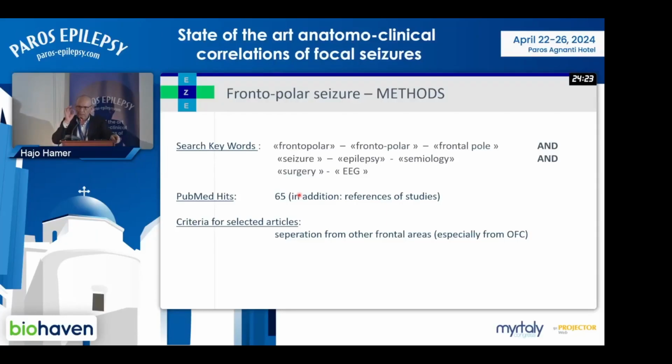Whether they have a convincing idea of what the frontal polar area is. You find many papers out there combining frontal polar and orbitofrontal cortex, and many papers combining dorsolateral and frontal polar areas. But this is not why we are here. We are not here to discuss the frontal lobe. We are here to discuss subfields. So I tried to be strict.